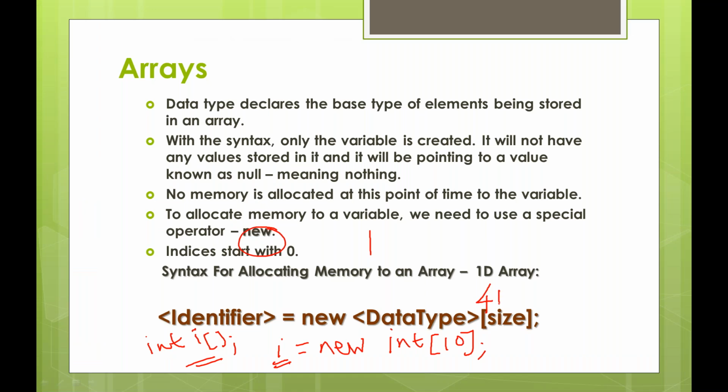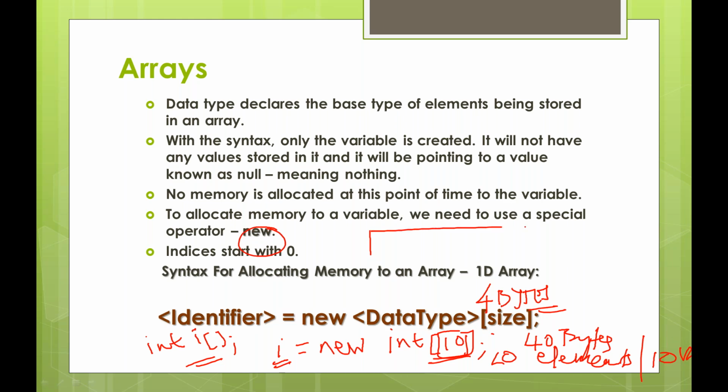4 bytes, right? So how much memory is allocated when I say 10? 40 bytes. So how many values can we store? We can store 10 elements or 10 values.